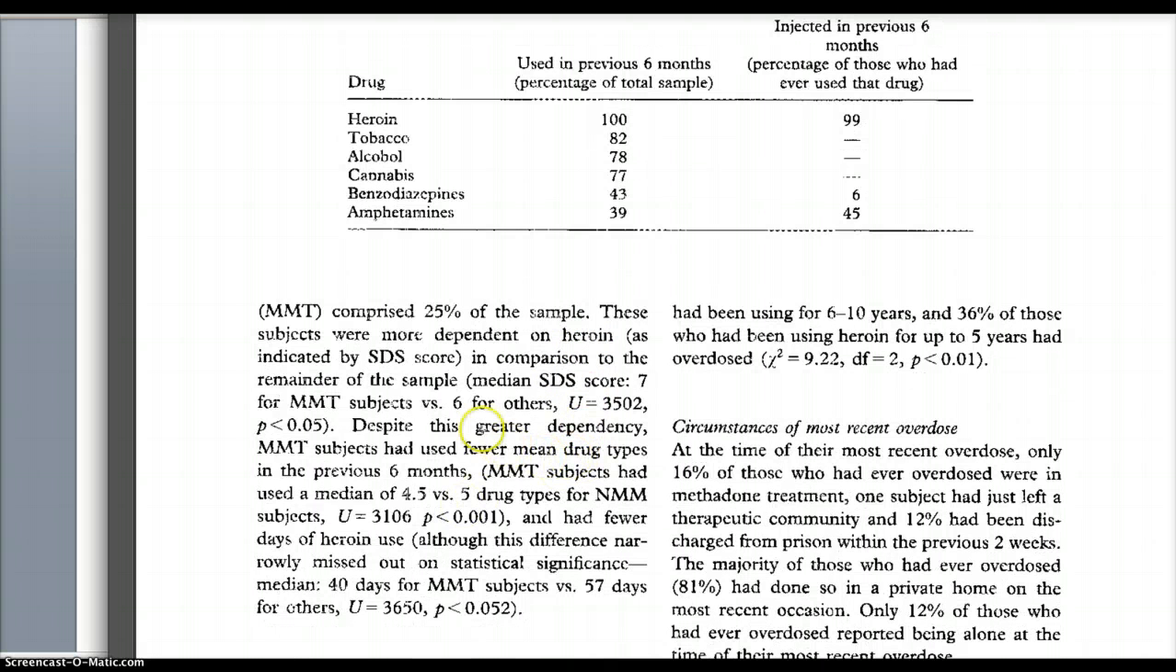Basically, what I want you to see from this is when you're trying to find Mann-Whitney U scores, if you see this U like this, that's what that means. That is a Mann-Whitney U test. So on this one, it says this greater dependency. MMT subjects had fewer mean drug types in the previous 6 months than did NMM. And here we can see they used a U-test, and there's a significant difference. So that's what a Mann-Whitney U looks like.